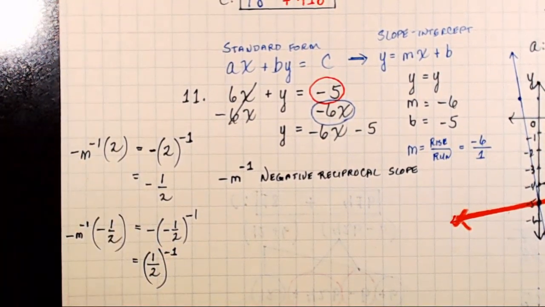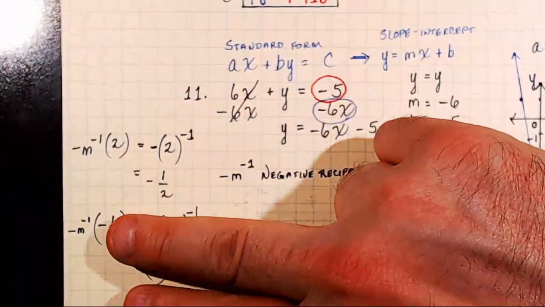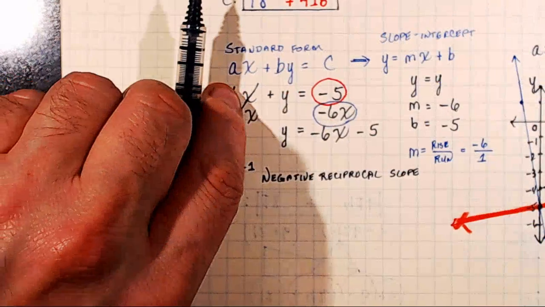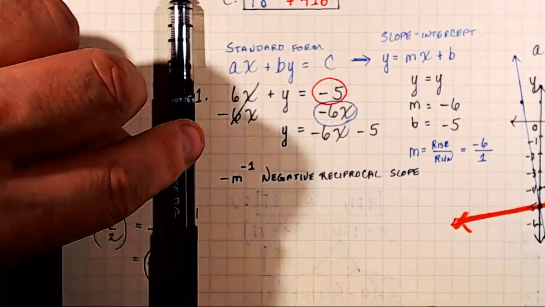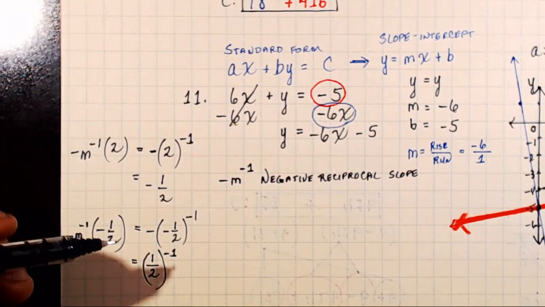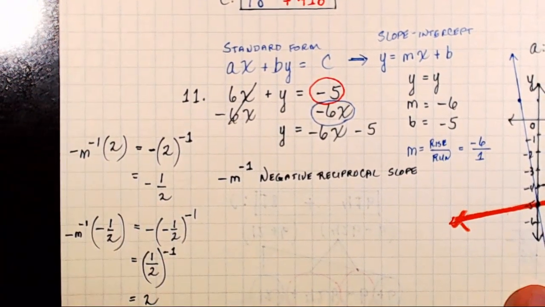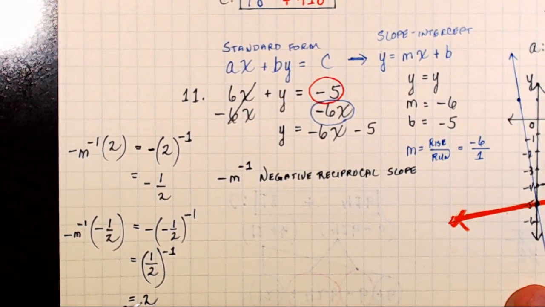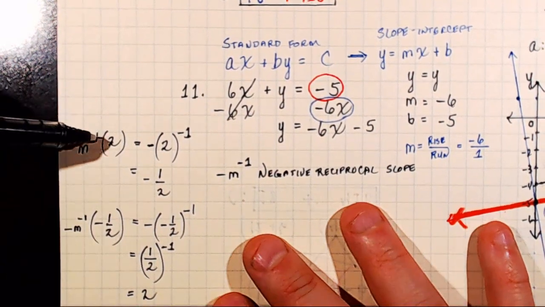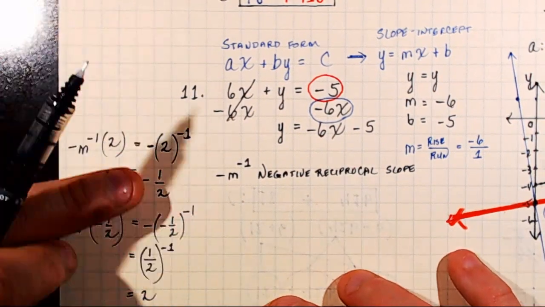Right? So now we'll deal with the exponent. When I raise a number to the negative 1, it just means flip it. Okay, so just flip it. If this pen is that 1/2, I'm going to flip it like that. So 1/2 flipped over is just 2. So the negative reciprocal of negative 1/2 is positive 2. In other words, these two things are negative reciprocals of one another. They just can go back and forth like that.